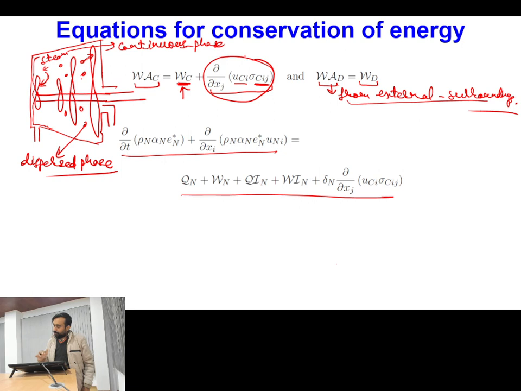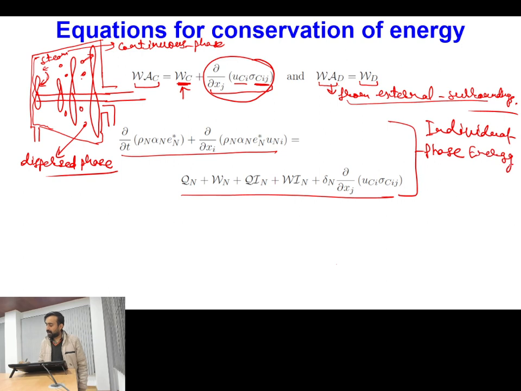So now, with this knowledge, if I try to extend now to the complete individual phase energy equation, how will it look? So what I am writing now is nothing but the individual phase energy equation. What is this? The individual phase total rate of change of energy within the control volume will be equal to Qn, heat interaction with surroundings.